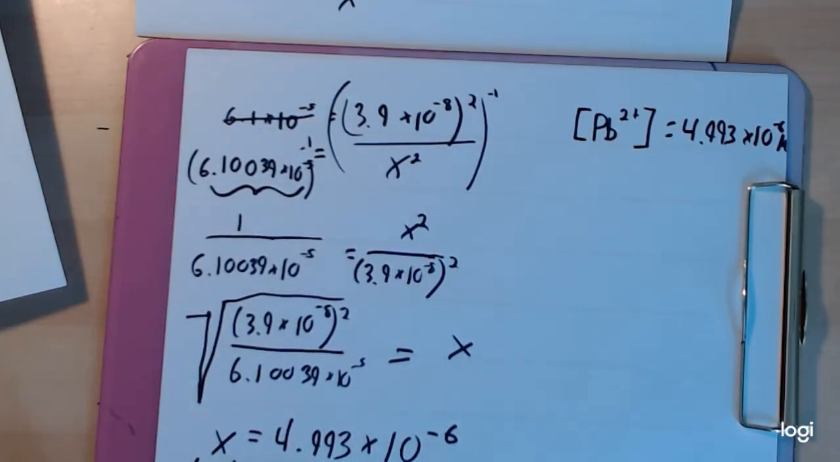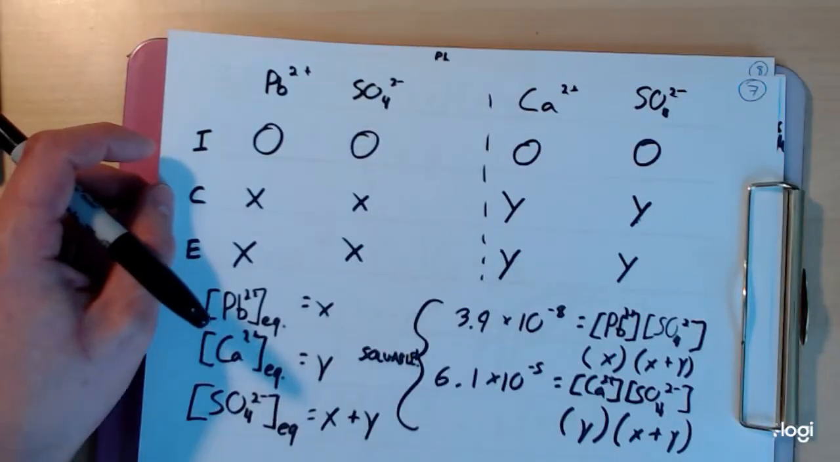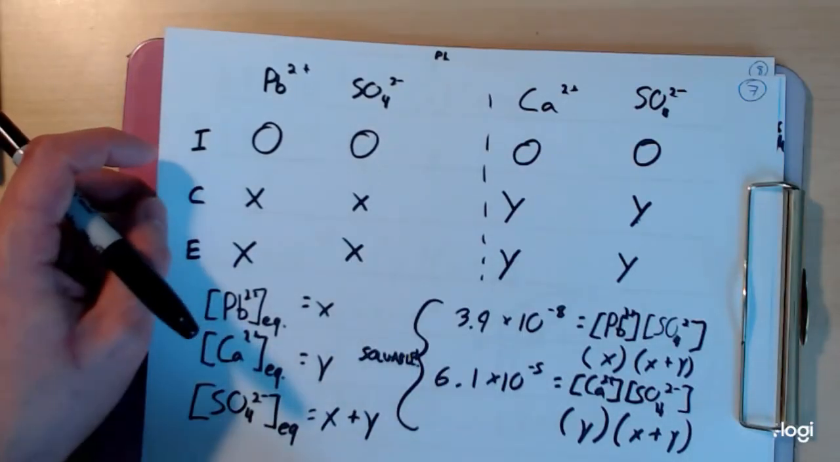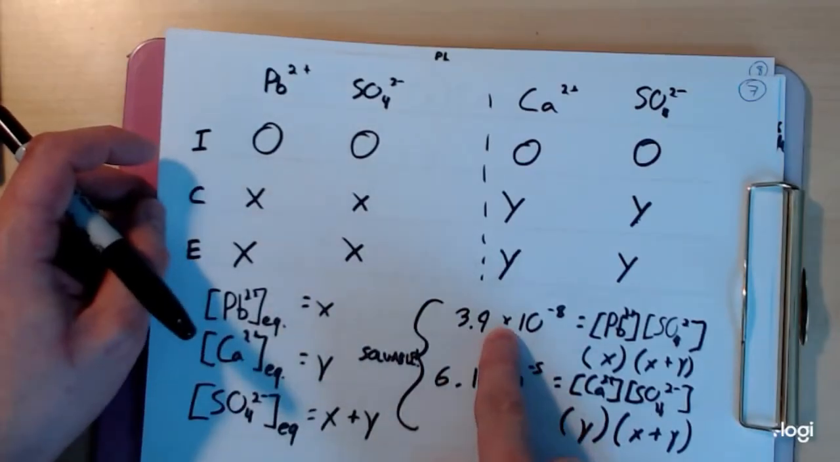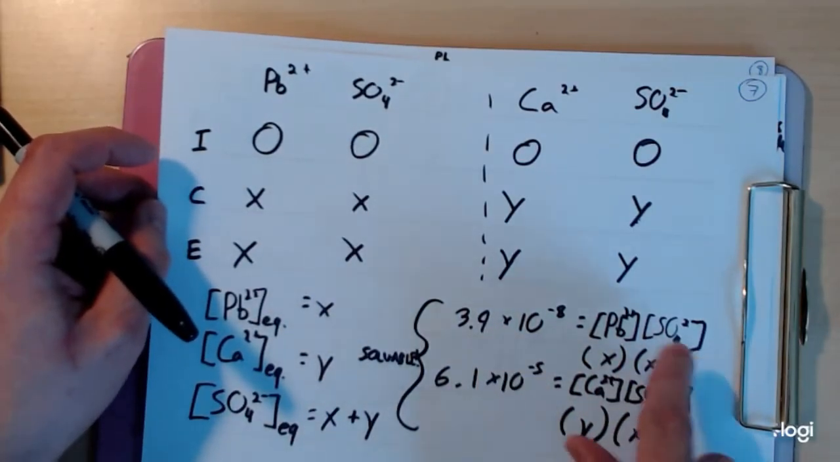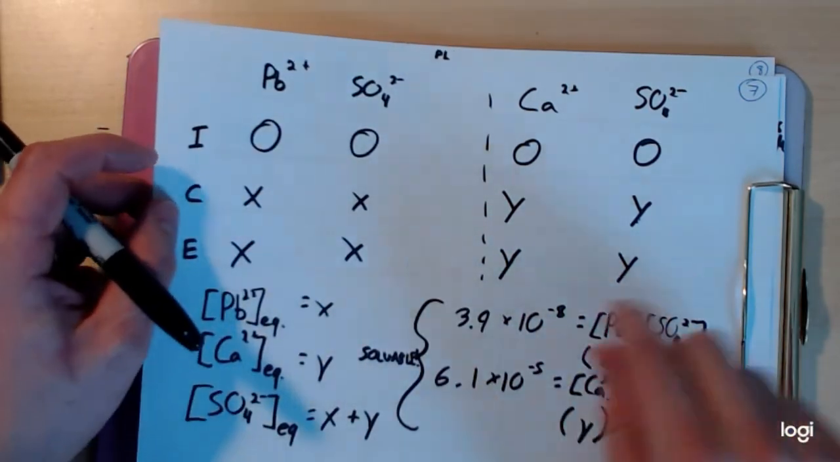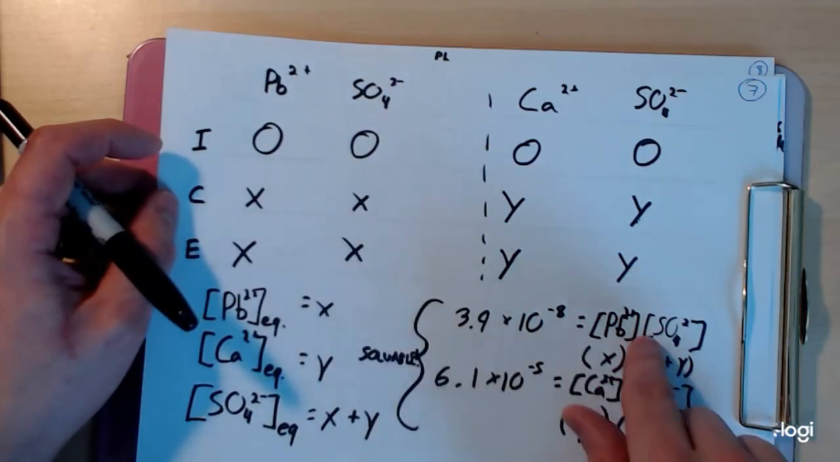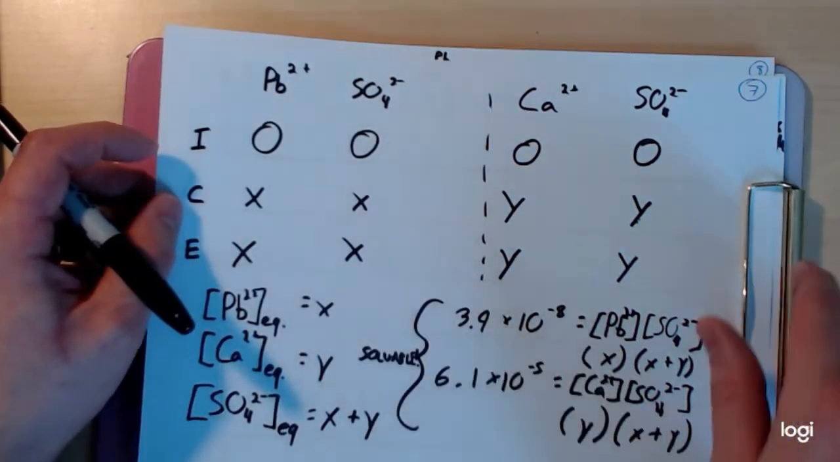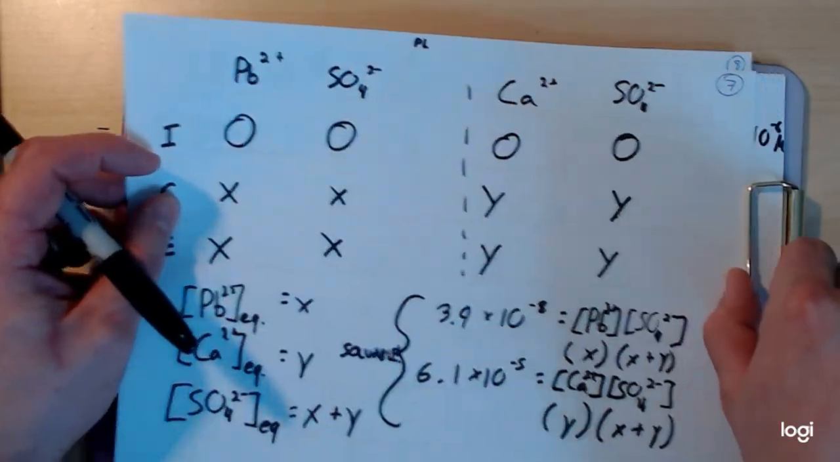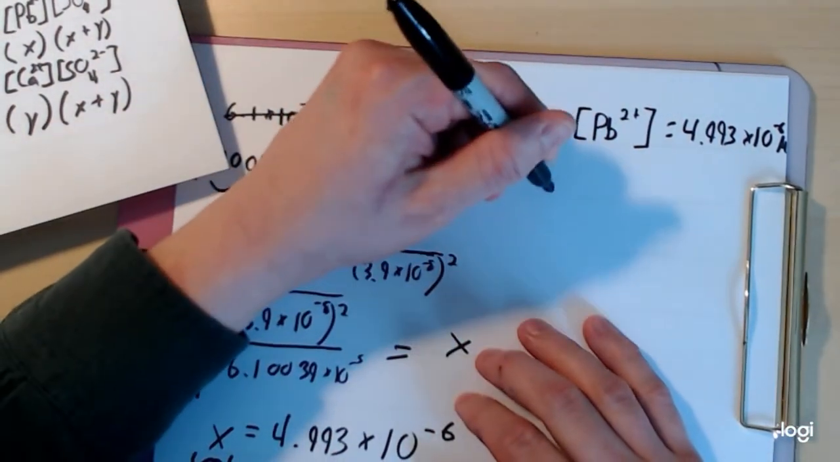Now I want to consider what is the equilibrium state if you are only dissolving this lead sulfate and there was no gypsum in the system. Let's consider that. So if you only had lead sulfate in your system, the equilibrium constant wouldn't equal x times x plus y. It would just equal x times x. You plug in x for lead, x for sulfate, or x squared. So if x squared equals 3.9 times 10 to the negative 8th, then x, the concentration of lead, would just be the square root of that number.